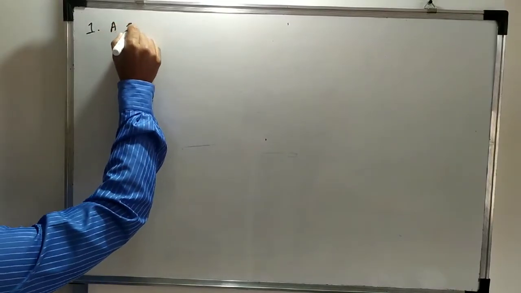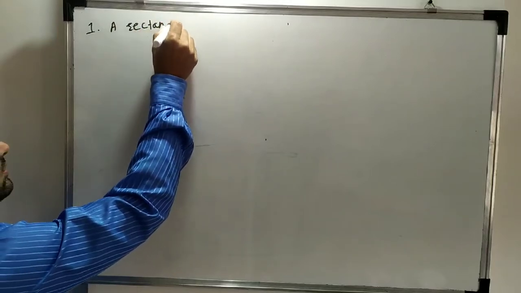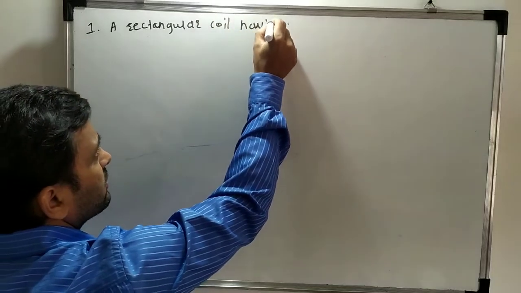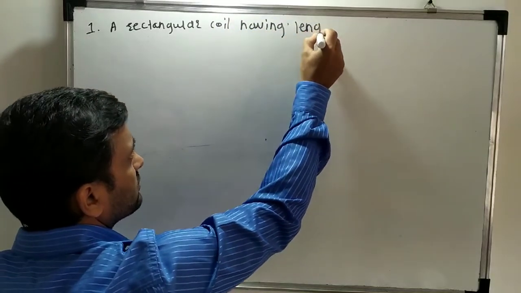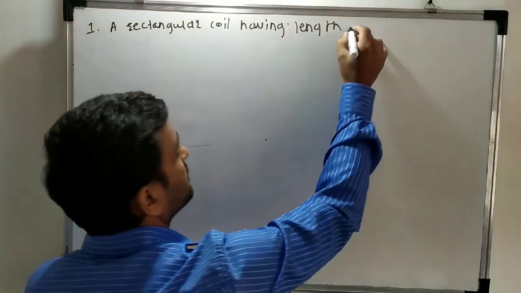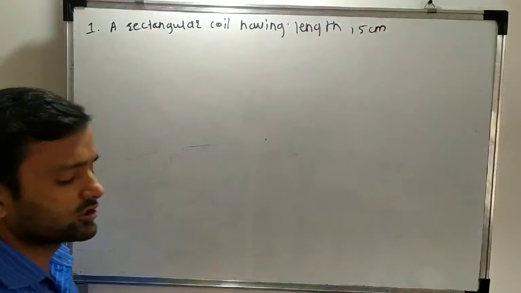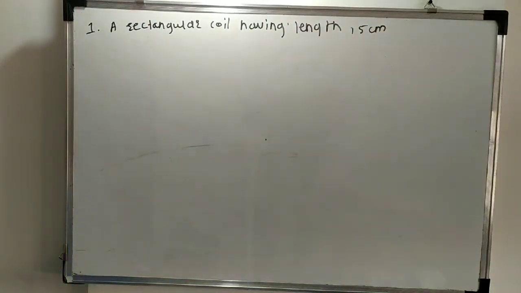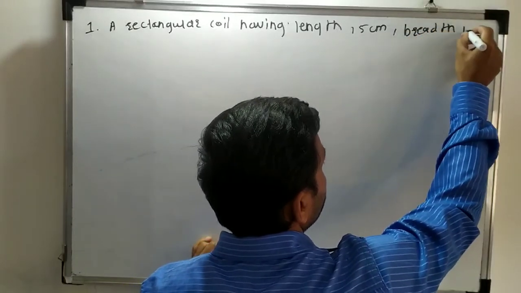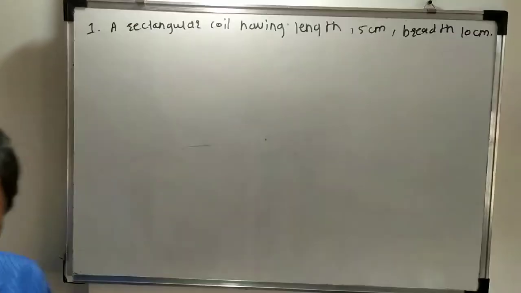Consider one more numerical in the same. A rectangular coil having length 15 centimeter. So the shape of the conductor is given. The shape of the conductor is like a rectangular coil having length 15 centimeter. So the length of the conductor is given as 15 centimeter. Breadth 10 centimeter is given. So breadth is given as 10 centimeter.